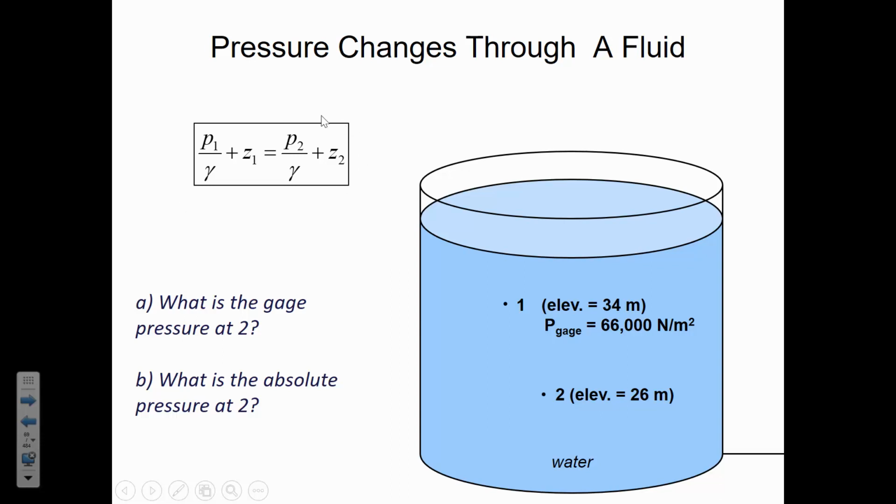And so here, using this hydrostatic equation, we know the pressure at 1. We know the elevation at 1. Since this is water, and they don't specify the temperature, then we'll just use the standard unit weight of water, 9810 newtons per meter cubed. And what I'd like you to do is calculate the absolute and gauge pressure at 2.